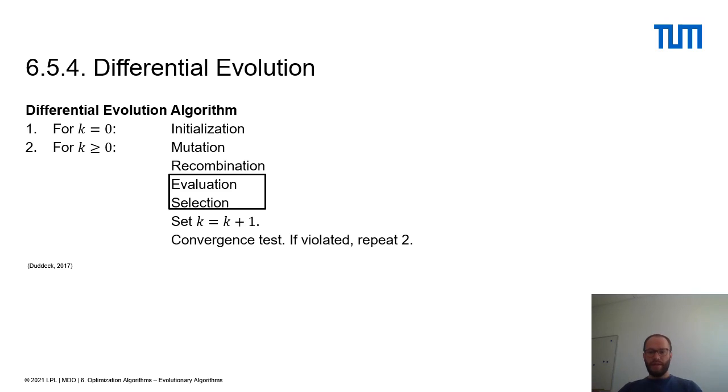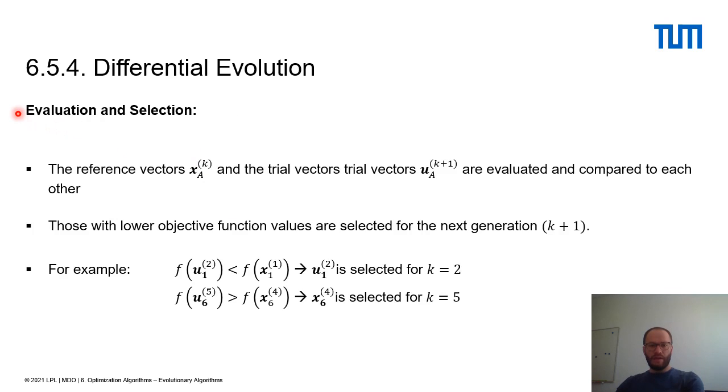Afterwards, there is an evaluation and selection process. The reference design vectors XA of a certain iteration and the trial vectors that were built out of the donor vector and the randomly chosen designs are both evaluated and then compared to each other. Always those with the lower objective function value, or the better fitness, are selected for the next generation k+1.